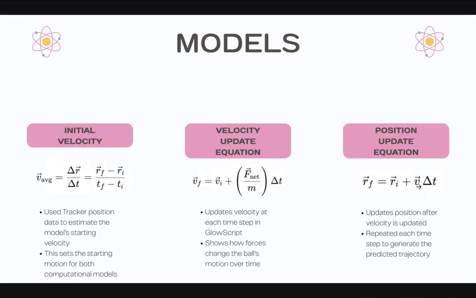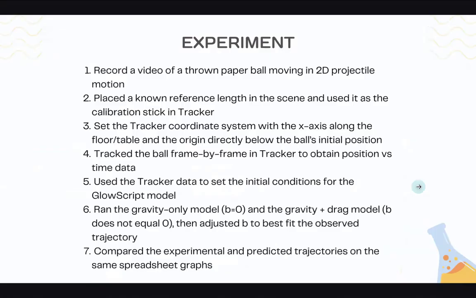To build the computational models, I used Tracker data to estimate the initial velocity, and then used numerical update equations in GlowScript to update velocity and position step by step. The code updates velocity using Newton's second law, and then updates position using the new velocity over a small time step. For the gravity only case, I set the drag constant b to 0. And for the gravity plus drag case, I set the constant to b equals 0.000020.